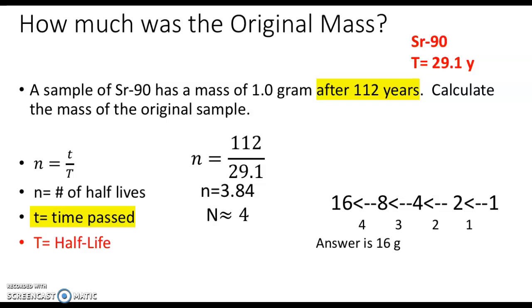Let's see if we've done it 4 times. Well, 1 to 2 is 1, 2 to 4 is 2, 4 to 8 is 3, and 8 to 16 is 4. So our answer is going to be 16 grams. That's how much we started with.